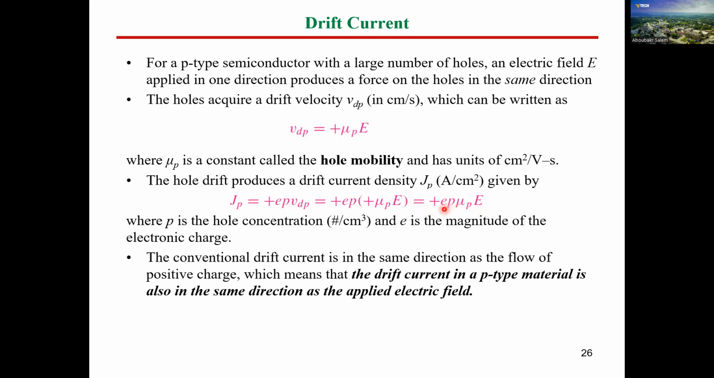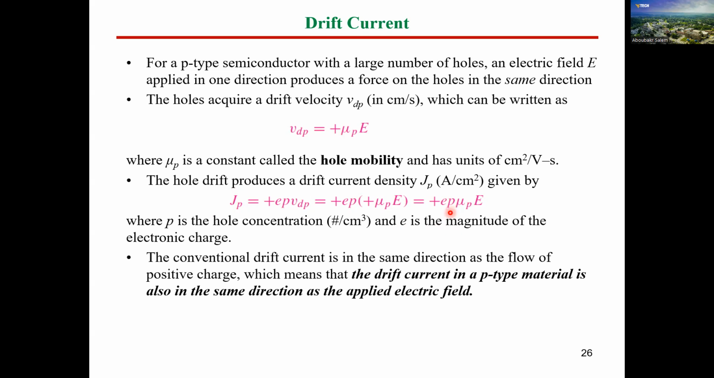Little e is the electron charge, it's a constant. p is the hole concentration of the p-type material. mu_p is the hole mobility of the p-type material, and E is the applied electric field. So again, guys, the current density in p-type material has one dominant variable, which is the hole concentration. This is a very important note as well.